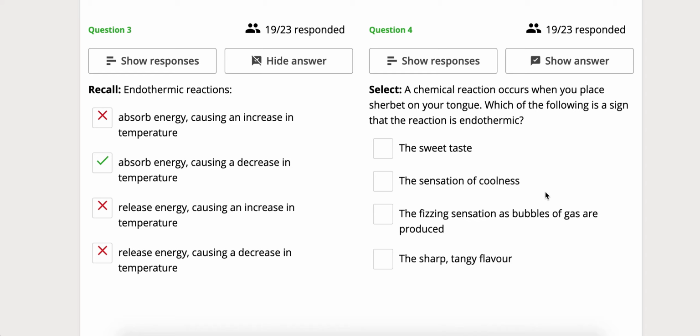So what you should be aware of now is that endothermics are reactions that get colder by absorbing the energy from the environment. As a result, the only plausible answer is B. The sensation of coolness tells us that an endothermic reaction is taking place.